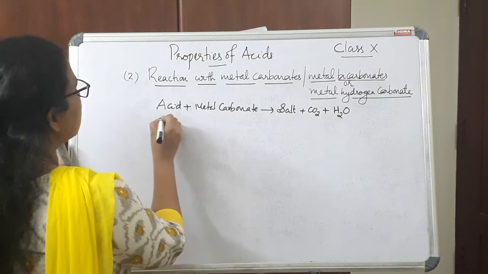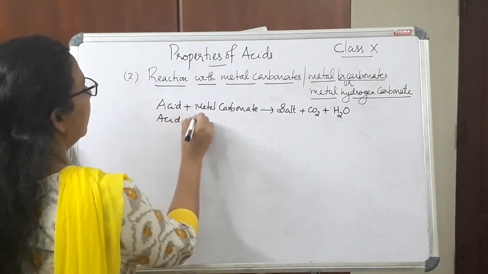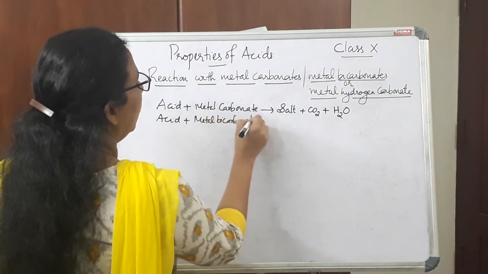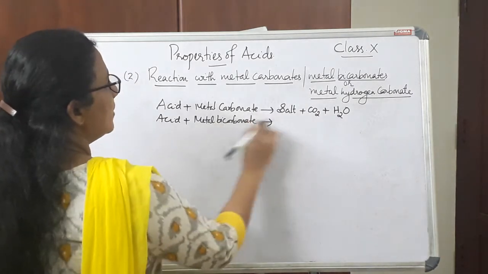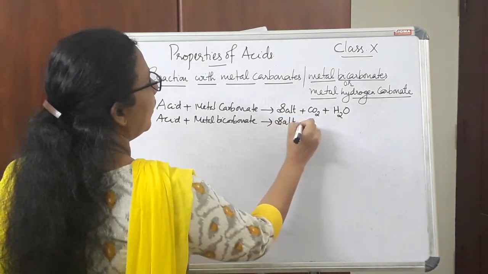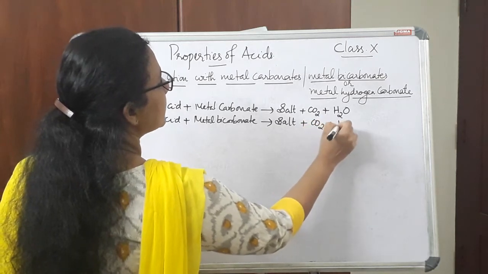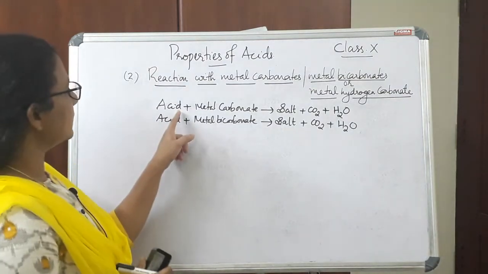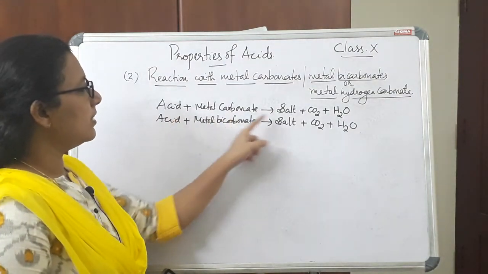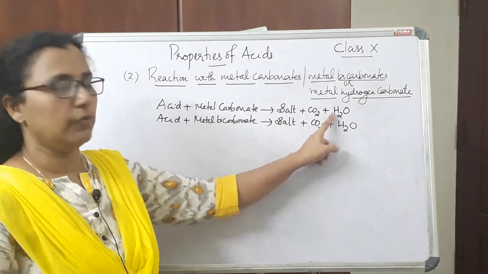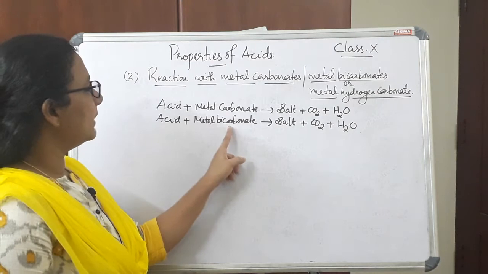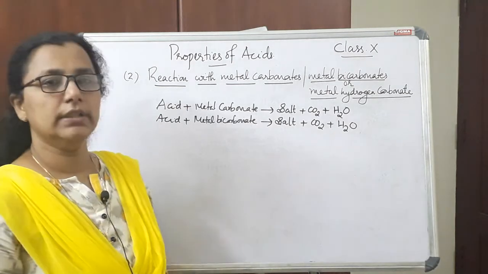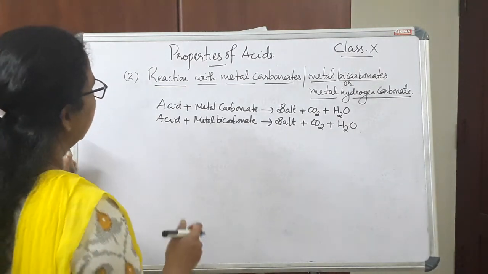Now let us see the next reaction, that is acid plus metal bicarbonate or metal hydrogen carbonate. In this case also the products are same, salt, carbon dioxide and water. So these two reactions are similar. When acid reacts with metal carbonate, salt, carbon dioxide and water are formed. When acid reacts with metal bicarbonate or metal hydrogen carbonate, salt, carbon dioxide and water are formed. So let us see the examples.